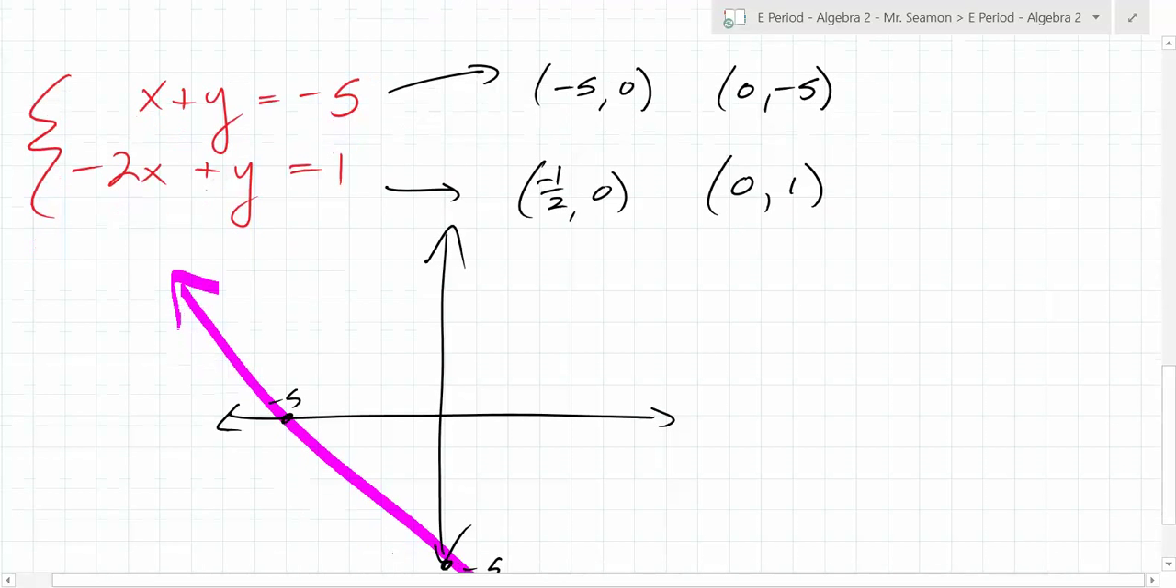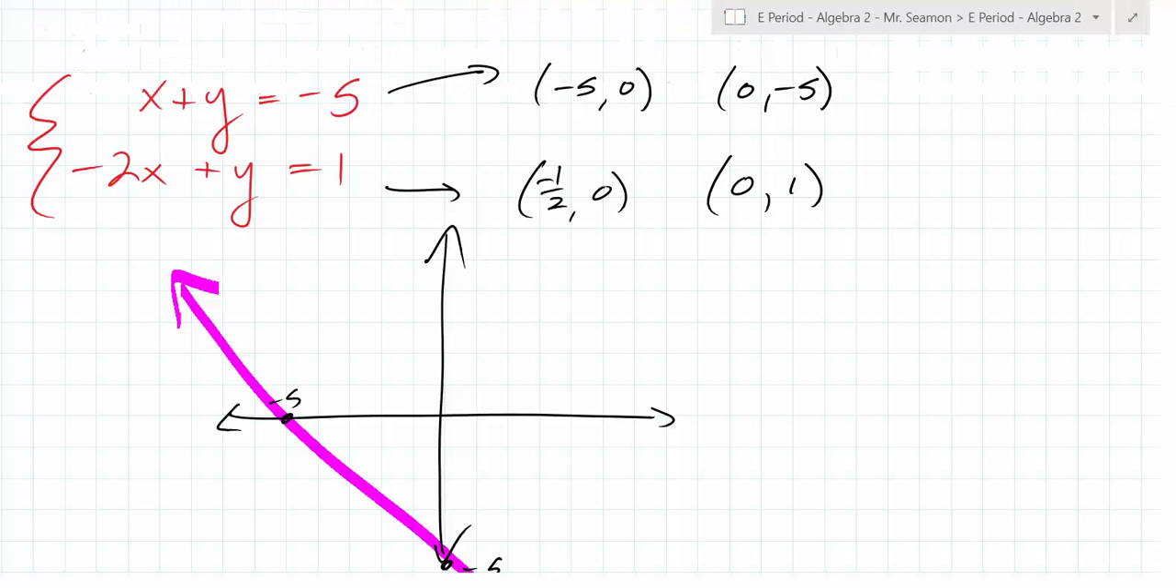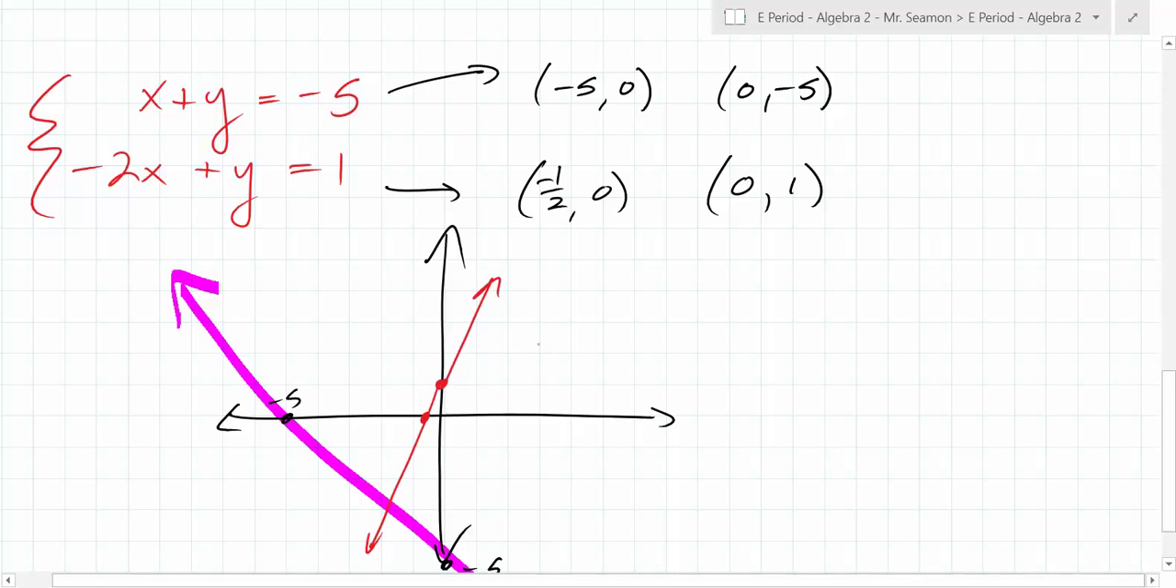And then what do you do with those other 2 points? You plot them and then you connect them. So -0.5, 0 is right there. And 0, 1 is right here. What do you do with those 2 points? You connect them. And then what are you looking for?